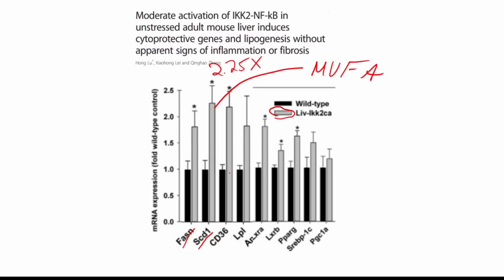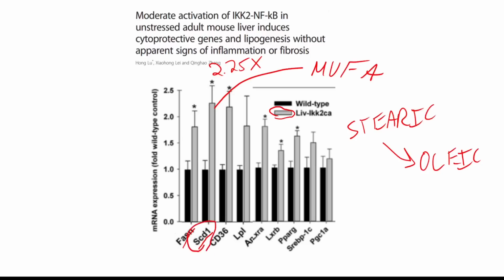And of course, one of the things that those lipogenic enzymes do is they convert stearic acid, right? This is what SCD1 does. It converts stearic acid to oleic acid. And so there you kind of have the whole pathway, right? The omega-6 linoleic acid is being converted to signaling molecules, which are increasing this enzyme, SCD1, and SCD1 is converting stearic acid to oleic acid.